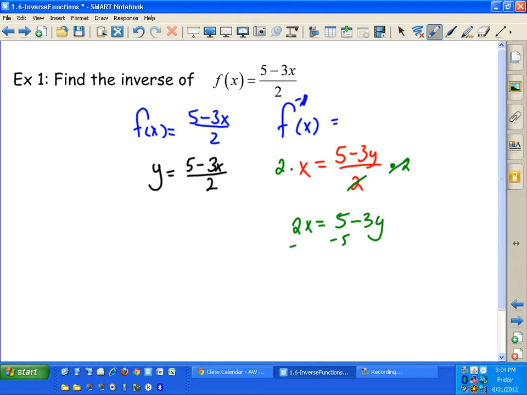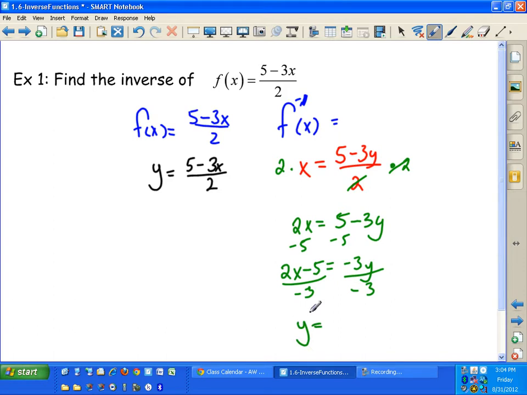And remember, I'm not really subtracting 5 from the 2x. I just get 2x minus 5. I'm not going to reduce that number any, and equals negative 3y. And then I divide everything by negative 3. And you can just leave it like this. You don't need to go to any other kind of fractions.